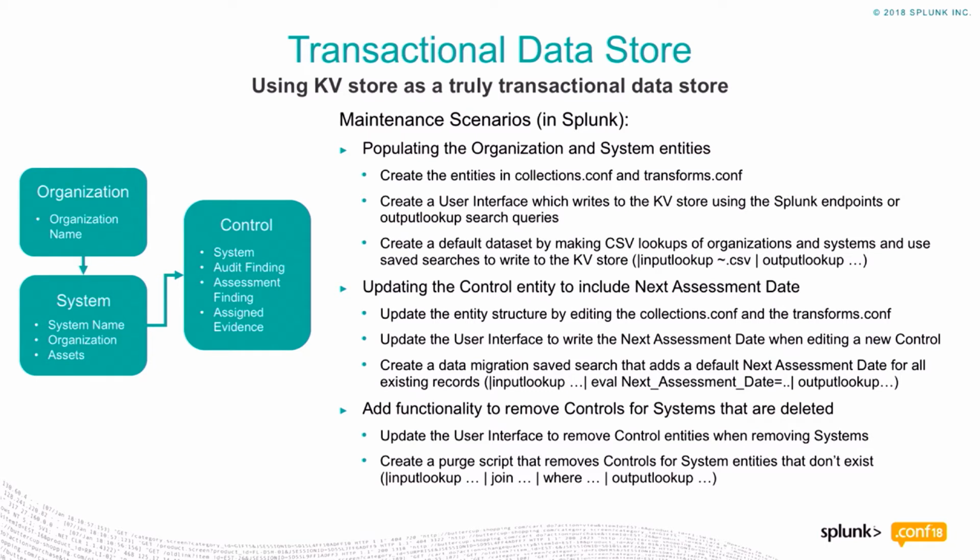Then, just as you would with a regular relational database, you can have schema changes. In this particular example, we needed to add the next assessment date for a control. So you change the schema, but then it comes down to how you add that into the user interface, and how you move data that already exists in the KV stores on the customers' systems right now onto the current format. So you now have to have a data migration script.